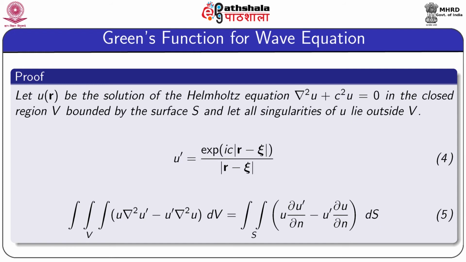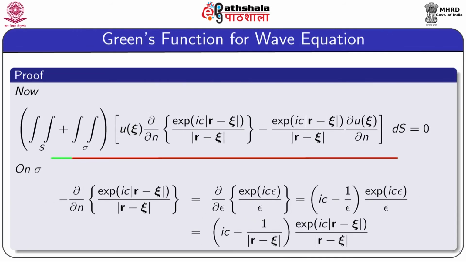So, if we call back equation 5, the left hand side will be 0 for the region V minus sigma and the right hand side will be the surface integral over the surface which is the boundary of V minus sigma. That means, this surface integral is to be evaluated in the surface S union small sigma. So, for that case it becomes surface integral over S union sigma of the quantity u del n of this minus u dash del u del n is equal to 0.